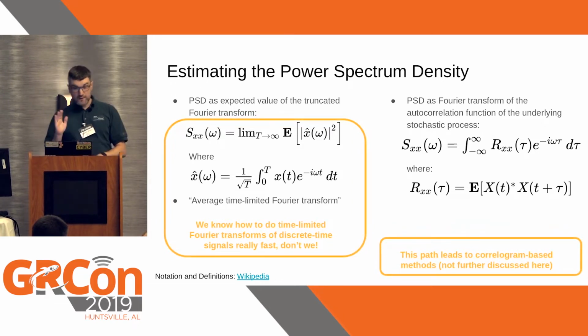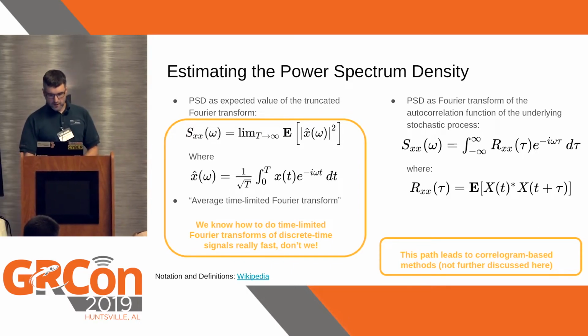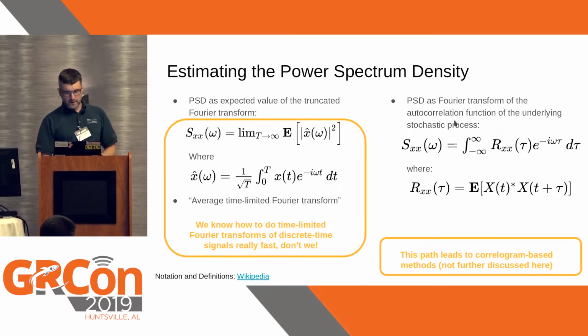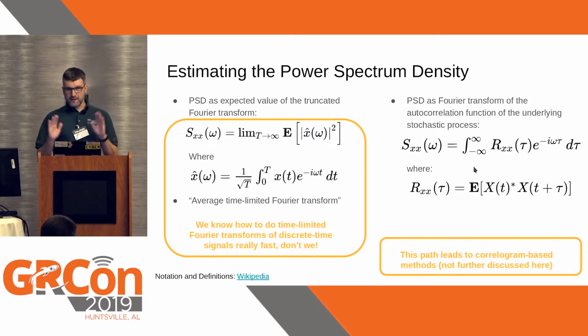Before I talk about them, I also want to mention, for the sake of completeness, that there is an alternative way to derive all of this, where the power spectrum density is defined as the actual Fourier transform of the autocorrelation function, which in itself is also an expected value of some stochastic process. If you care about this, these are called parametric methods. I will not talk about them.